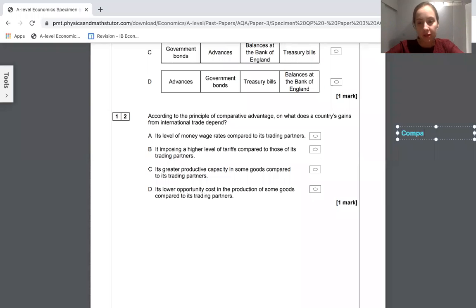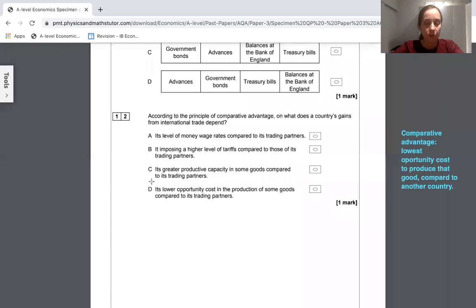And comparative advantage was all about having the lowest opportunity cost to produce that good compared to another country. So you can only really get these benefits of comparative advantage in trading if you first specialize in the good you have comparative advantage. So it needs to just meet that definition. That's what they're testing you on here.